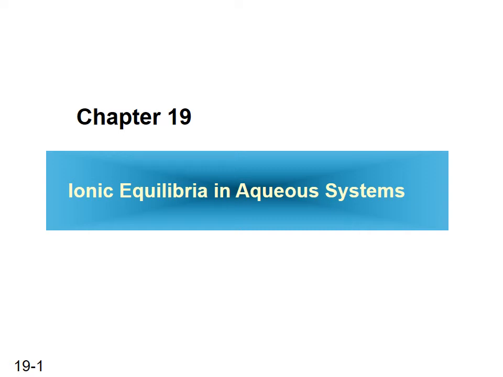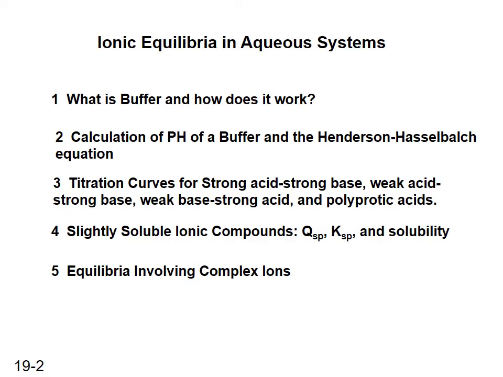Chapter 19, Ionic Equilibria in Aqueous Systems. In this chapter, we're going to learn buffer solutions. What is a buffer? How to calculate the pH of a buffer, and the Henderson-Hasselbalch equation. The titration curves for acids and bases. Slightly soluble ionic compounds, QSP, KSP, and solubility. Equilibria involving complex ions.